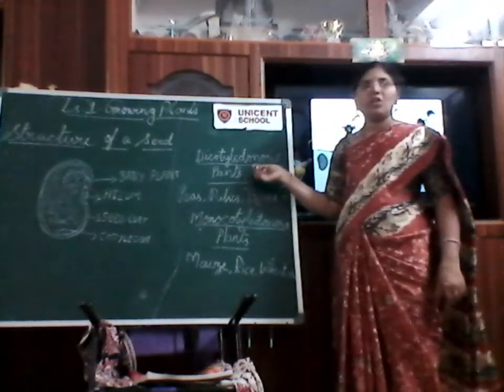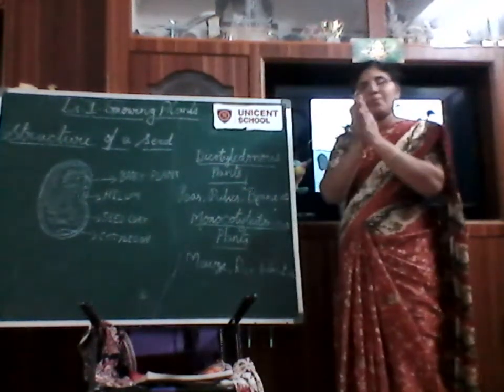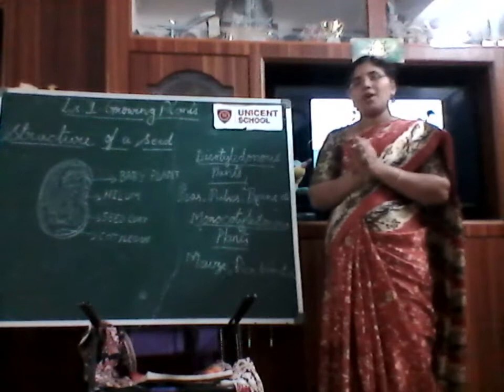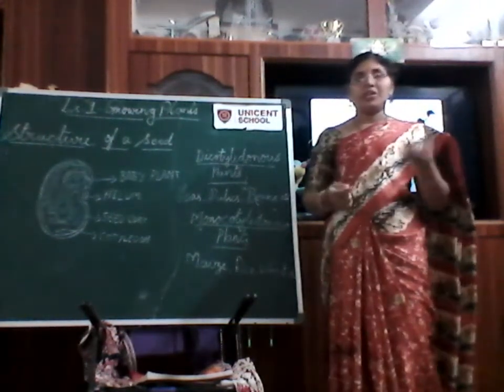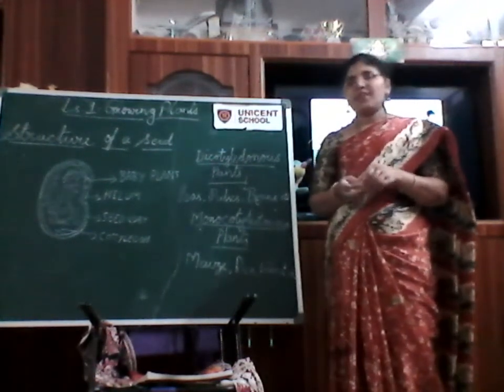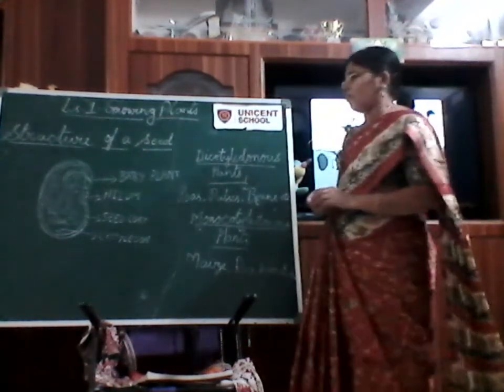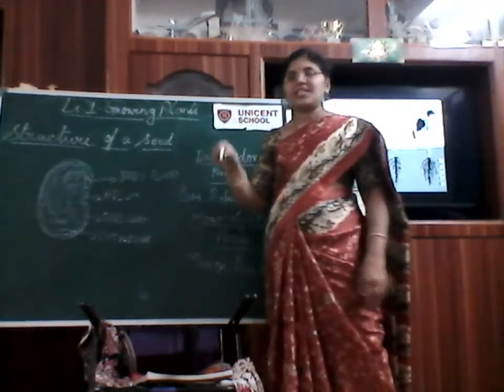Examples of dicotyledonous plants are peas and beans, where we can make the seed exactly into two halves. But in monocotyledonous plants like rice, wheat, and maize, if you want to break the seed into two equal halves, can we do it? Obviously no. Now it's time for us to go inside the seed.